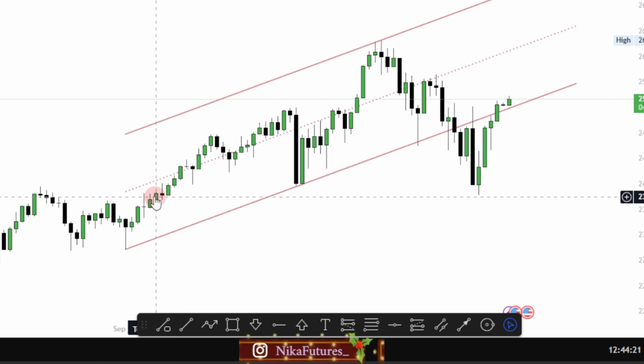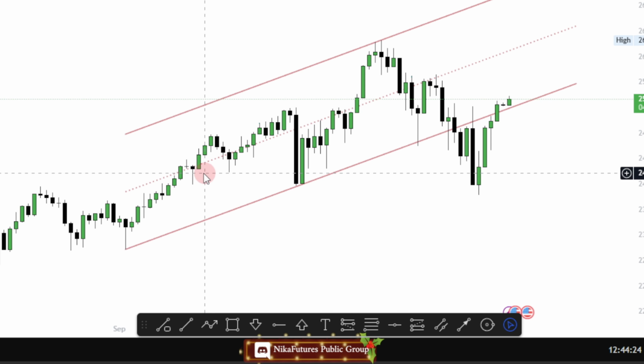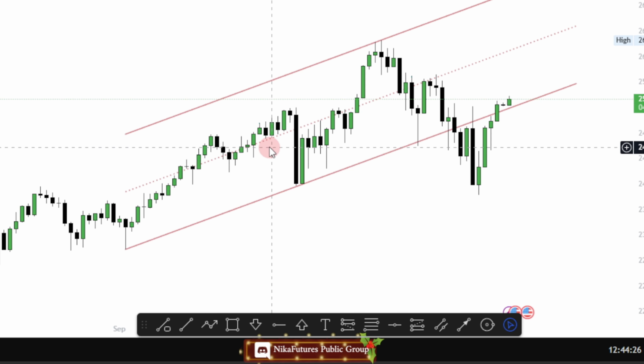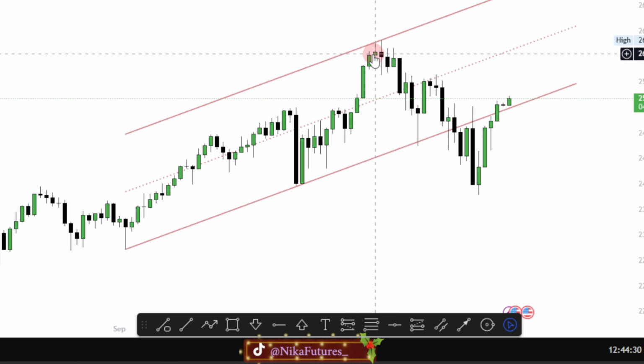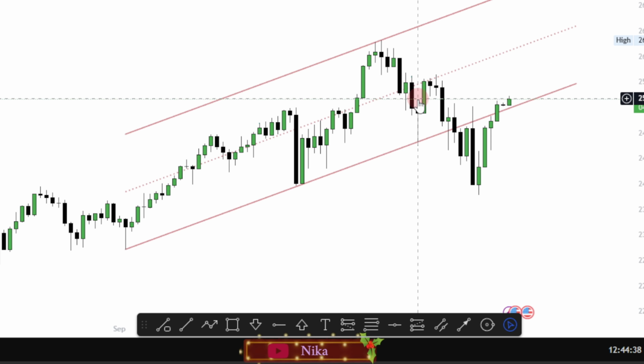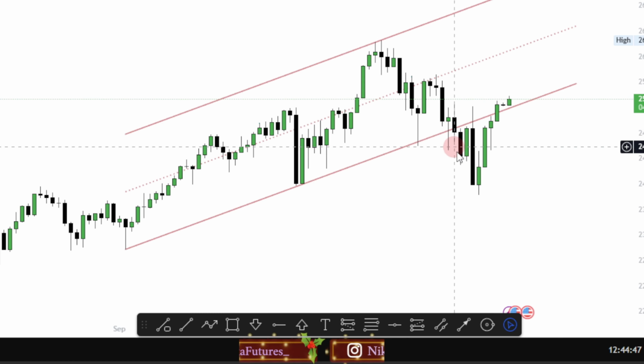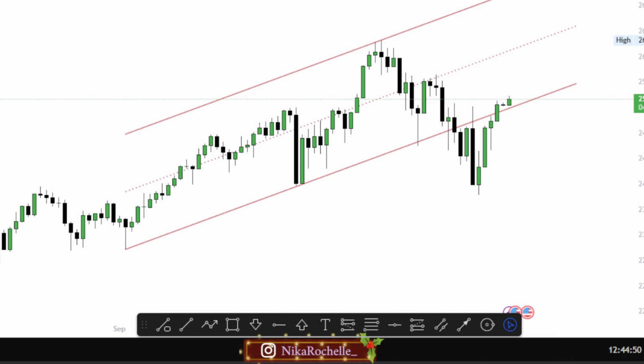And now you can see how price is respecting the road and the middle line. It went up to resistance, came down, tapped the support, went back up to the middle line, and now price is stretching out of the channel.